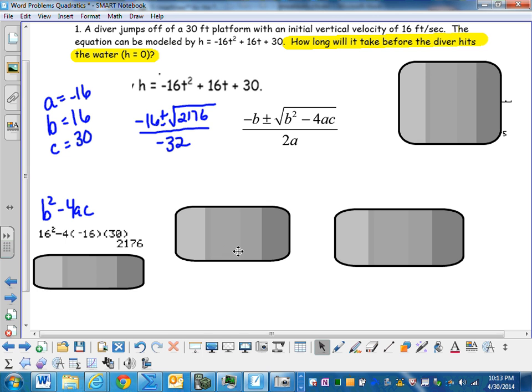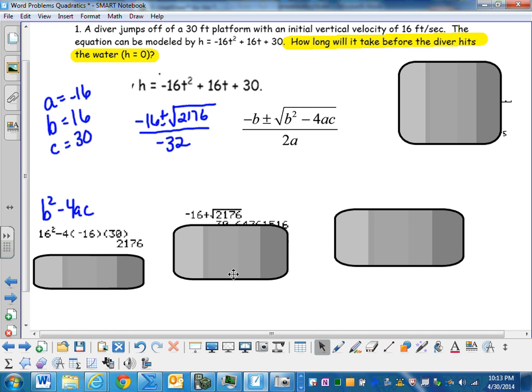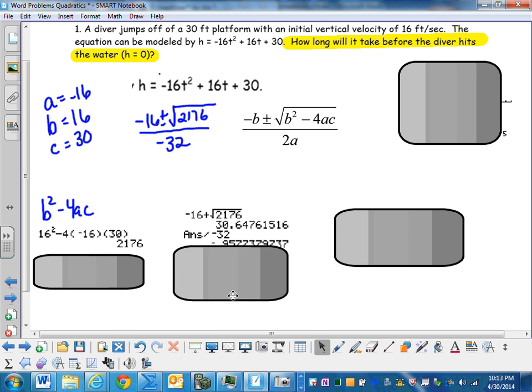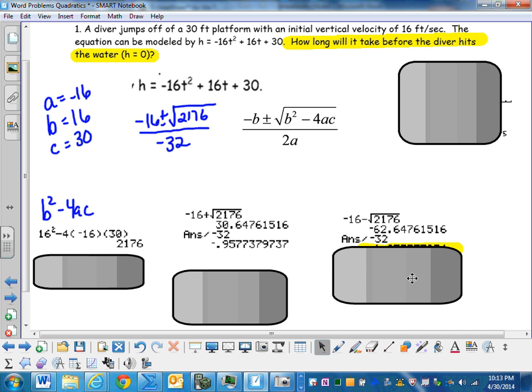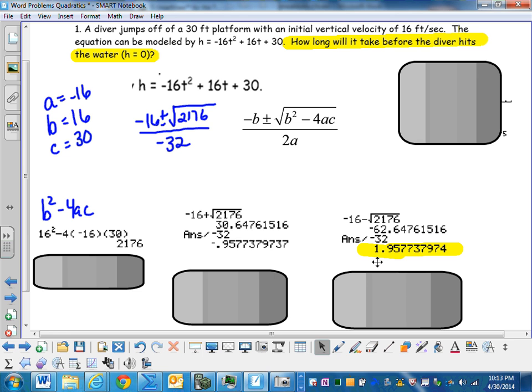So I'm going to use my calculator and say negative 16 plus the square root of 2,176 divided by negative 32 is negative 0.95. Negative 16 minus the square root of 2,176 divided by negative 32 is 1.95. Since we're talking about time, we're going to use the positive answer of 1.95 as our solution, since the other answer is negative and we can't have negative time.